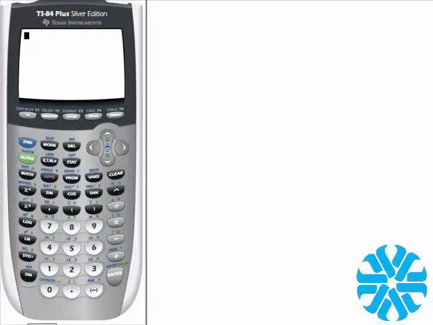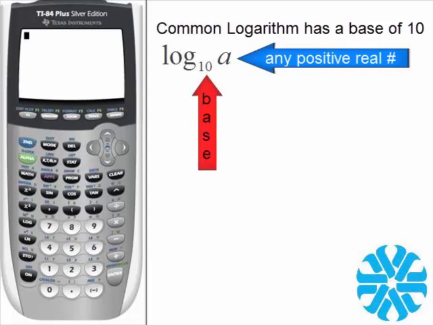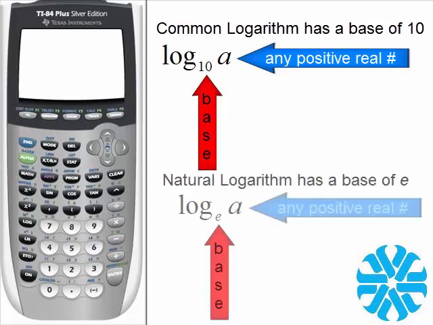In this video, you will learn how to use the calculator to compute logarithms for all positive real numbers. We will concentrate specifically on the logarithm with base 10, which is called the common logarithm, and the logarithm with base e, which is called the natural logarithm.